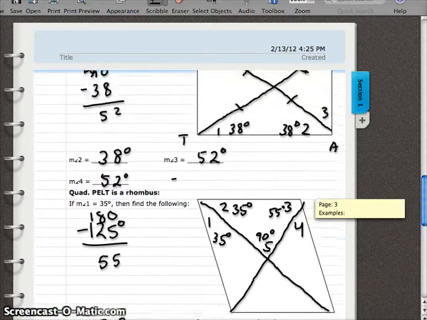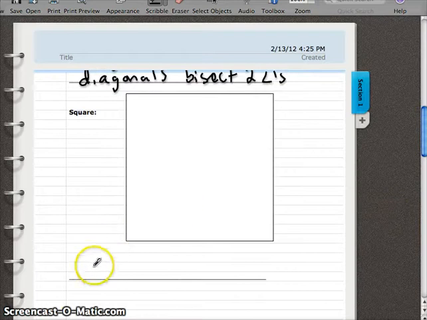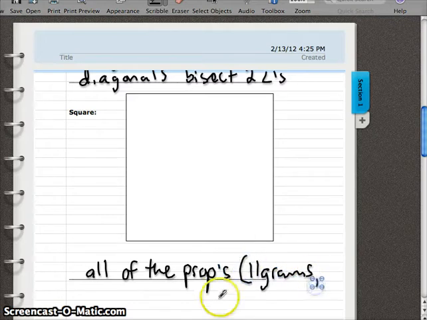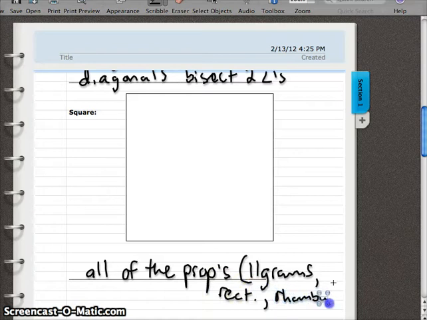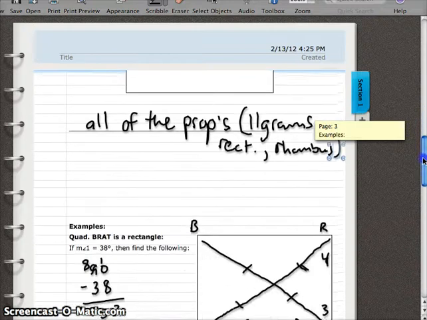Alright, so that's a rhombus. Let's talk about this last special type of parallelogram. It turns out to be a square, and a square has all of the properties. So every property that we've talked about: all the parallelogram properties, all the properties from a rectangle, and all of the properties from a rhombus. So let's see if we can apply all those properties to one shape, a square.